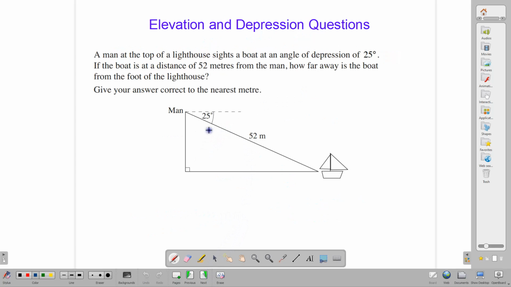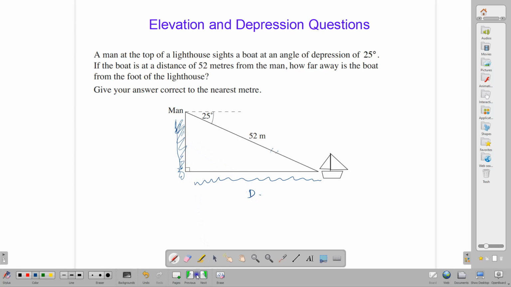Here's another one. A man at the top of a lighthouse, so the man would be here. We are ignoring the height of the man in this question. A man at the top of a lighthouse sights a boat. There's a boat at an angle of depression of 25 degrees, and the boat is at a distance of 52 meters from the man. How far is the boat from the foot of the lighthouse? So imagine that this distance is measured in the air, because this is the boat, which means that this is water, and this here is the lighthouse. So we want to find this distance.